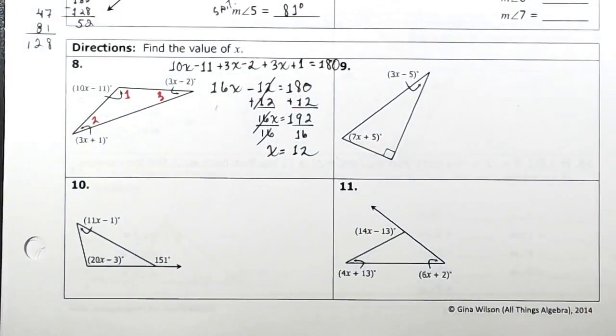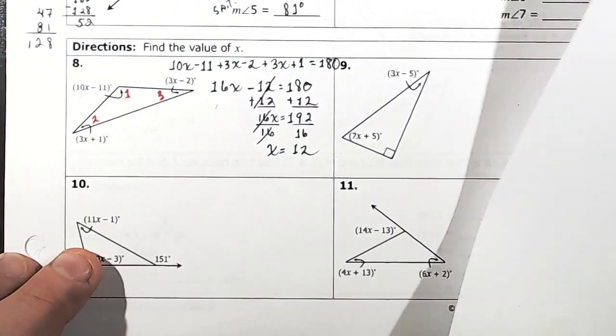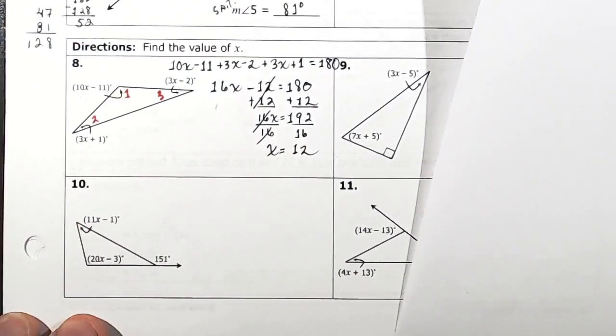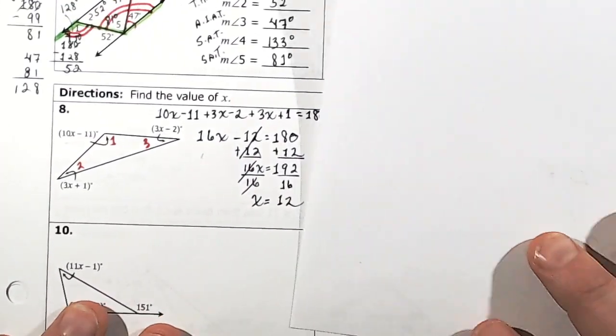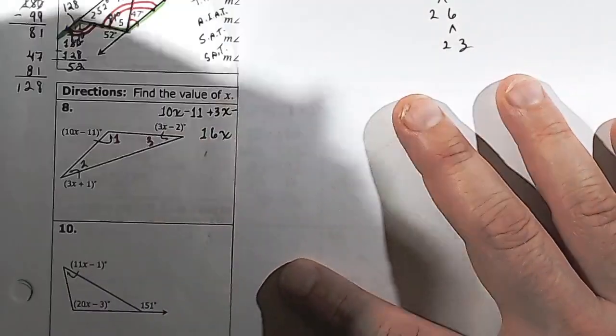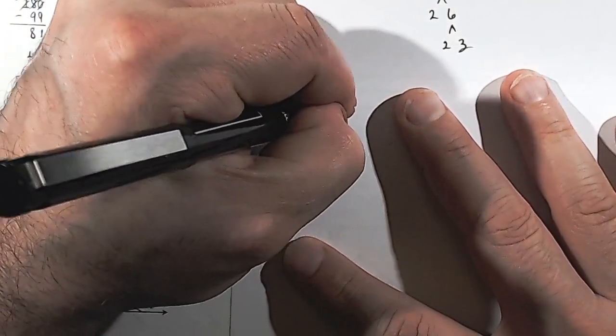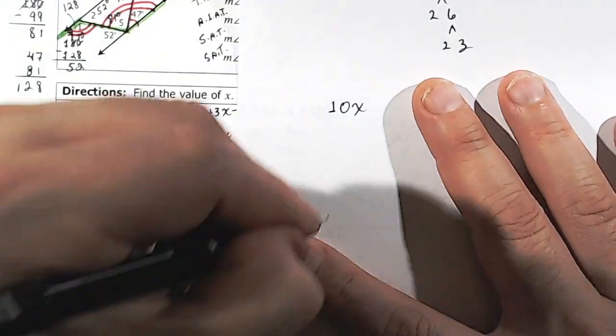Now, you're not done, right? You're not done. And you need scratch paper to do this problem. You now know that x is 12. So what you have to do is go in and evaluate each of these little algebraic expressions. Think about it like this. You have 10x minus 11.